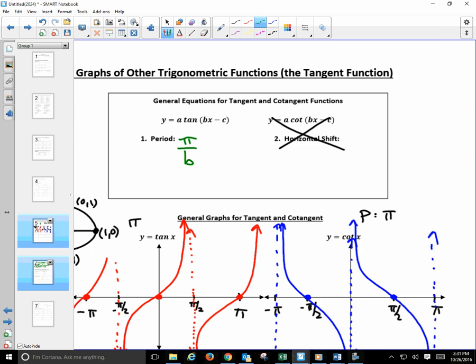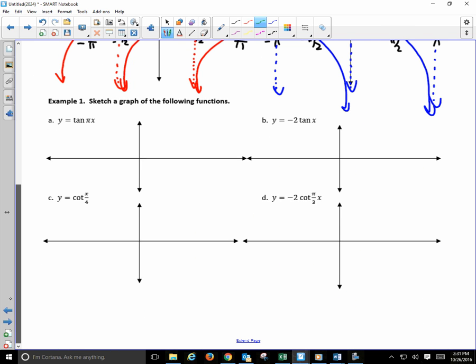So let's do 4 examples on the previous side. We'll call her quits. Let's start by identifying the period. In order to find the period, do I take 2 pi divided by b, or do I take pi and divide it by b? Which one? Pi divided by b. What is your b value? Pi. Pi divided by pi is 1. Mark 1. Mark -1.